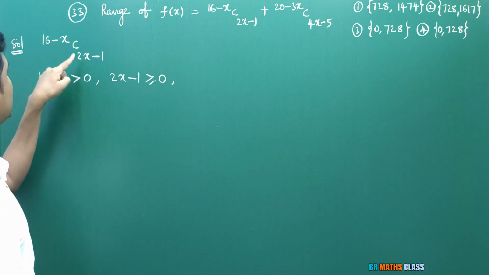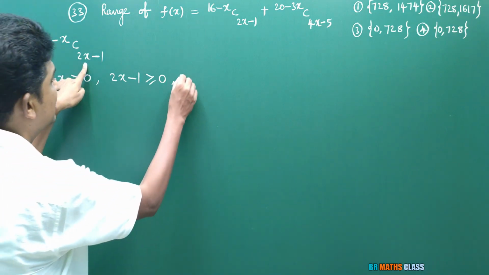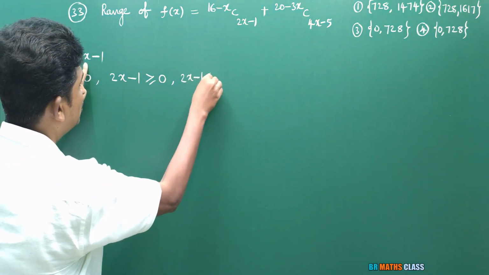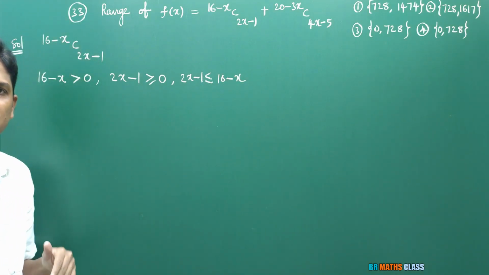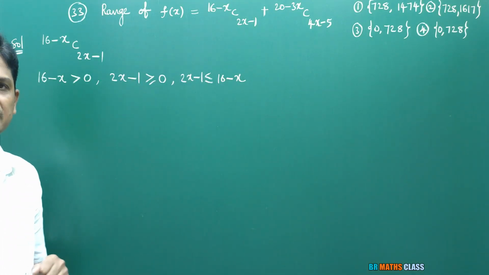And what do you know about the relation between n and r? This r is there, na? 2x minus 1 is always less than or equal to 16 minus x. Now I need to find x values which satisfy all these three conditions.